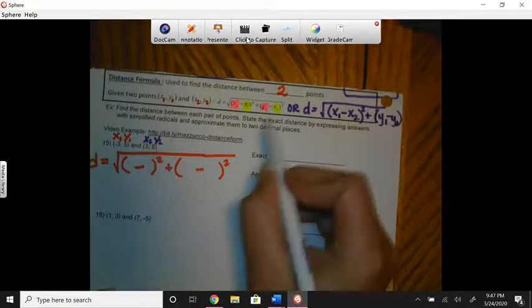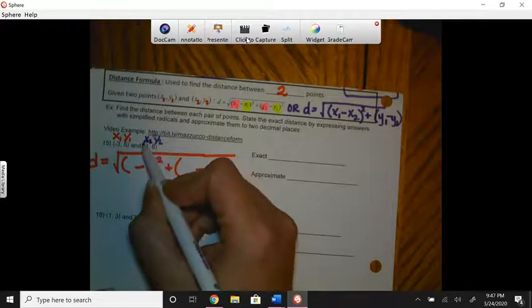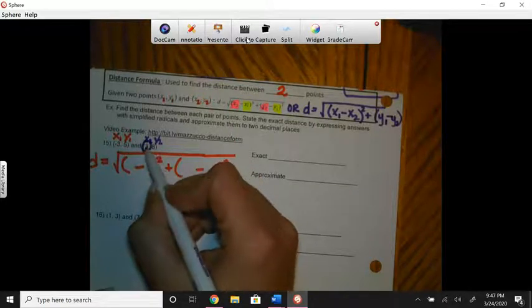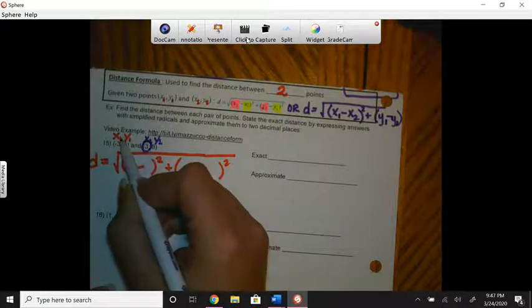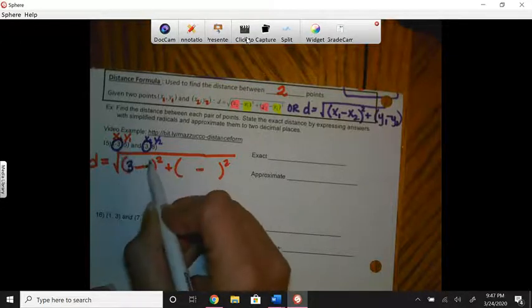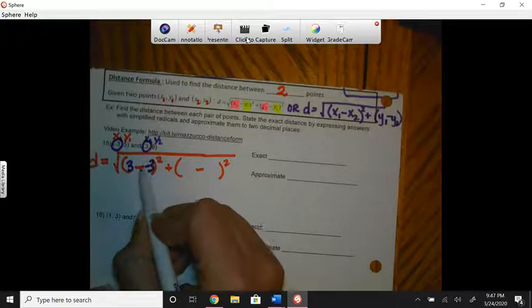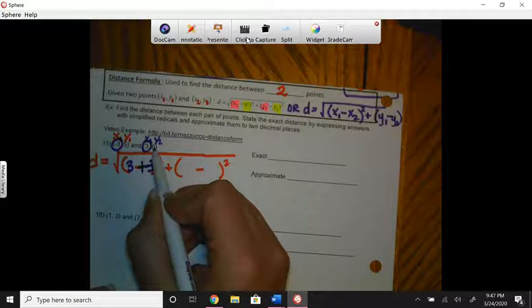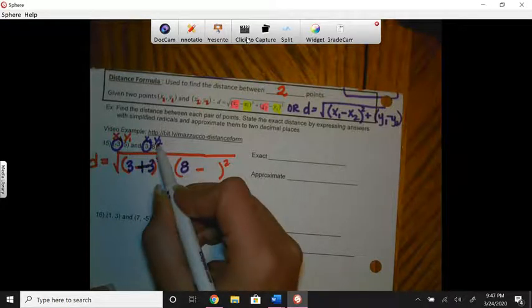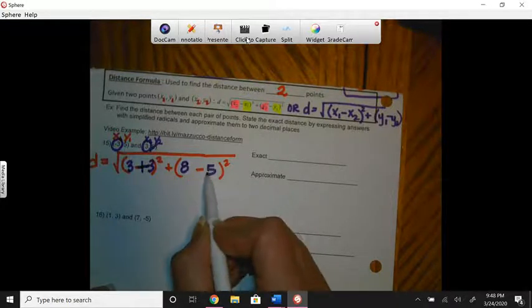It says to take x2, and notice I circled it because I don't want to accidentally use the same number again. So 3, and then minus x1, so that's minus negative 3. We have 2 negatives there, so that will make a positive. And then it says to take y2, which is 8, and minus 5.